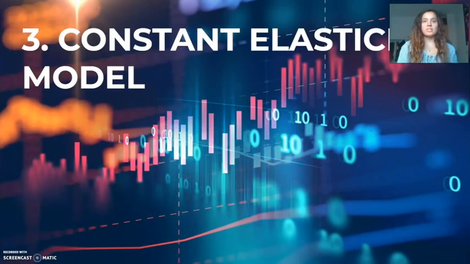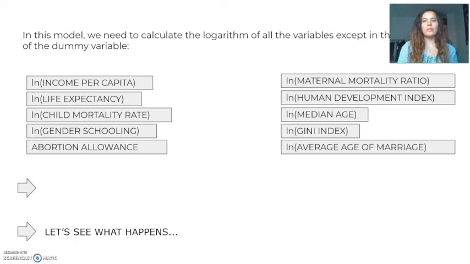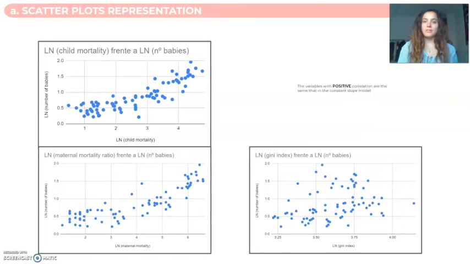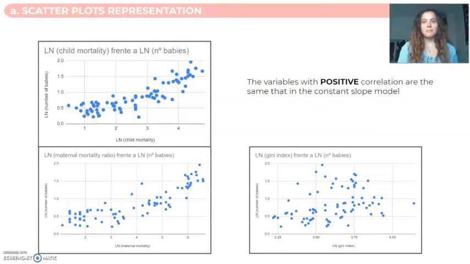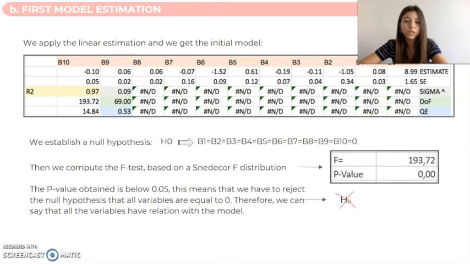We begin with the constant elasticity model. Here we have transformed our variables into logarithms in order to stabilize the variables which are more skewed, easing our work. First we have the positively correlated variables, same as the other model, and then equal for the negative ones, followed by our dummy variable, here with the same shape, making us believe it would influence the model, but it turned out to affect it. We apply the linear estimation, we get the initial model, then we compute the F test, and with the result, we can assume that all variables are valid for our model.